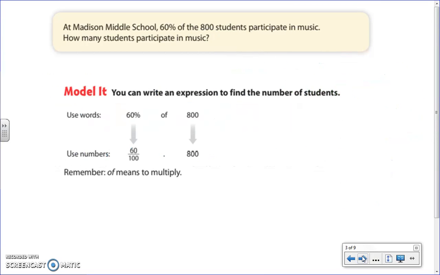We could also think of it like an expression, and an expression does not have an equal sign. That's going to be important as well. No equal sign, okay, when there's an expression. So in this case it says 60% of the 800 students participate in music. How many students participate in music? If we talked about an expression to represent 60% of the 800 students, we could write it like this: 60% of 800. These are the key words, this is the key phrase. Percent really is an abbreviation for dividing by 100. So we can think of 60% as 60 over 100, or 60 pieces out of 100 pieces.